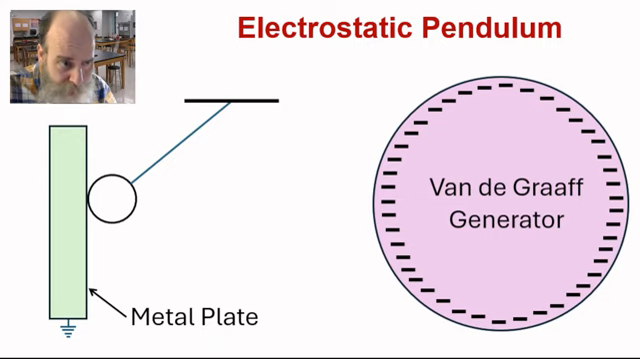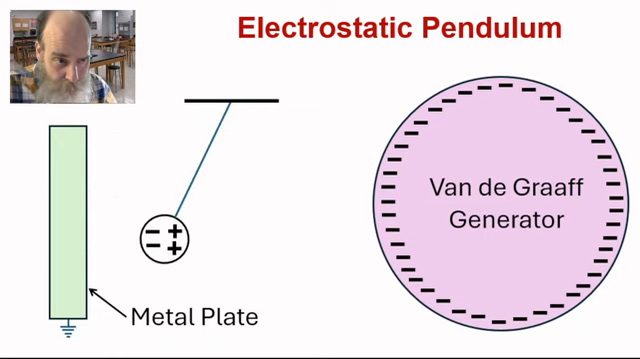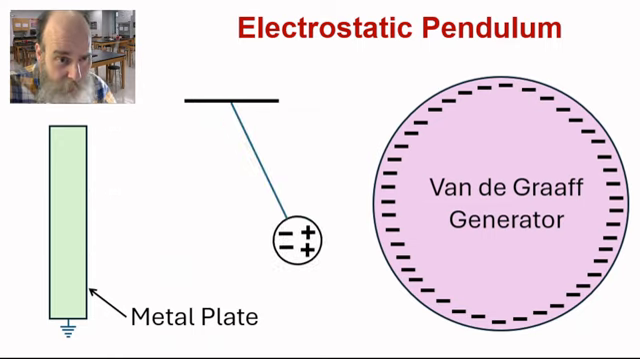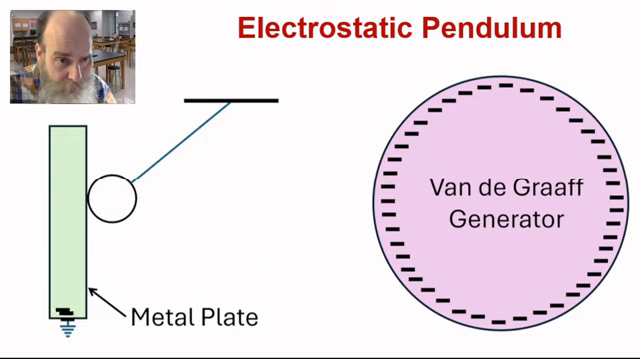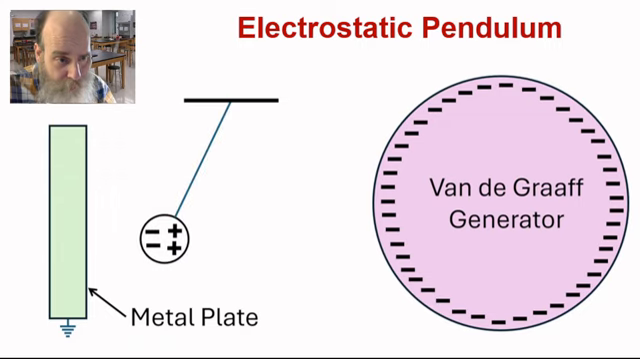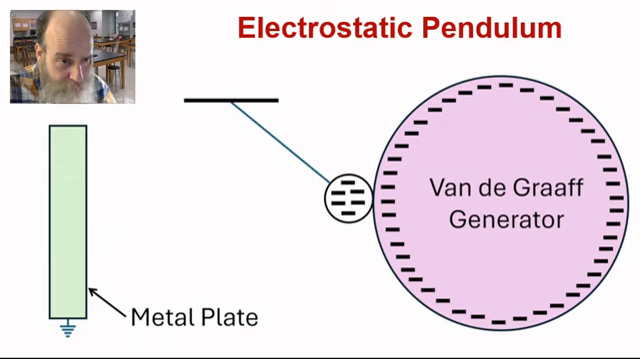As before, it becomes polarized. There is a net force of attraction towards the Van de Graaff generator. It starts to move towards the generator. Eventually, it makes contact, and the process repeats itself. It oscillates back and forth between the Van de Graaff generator and the metal plate.